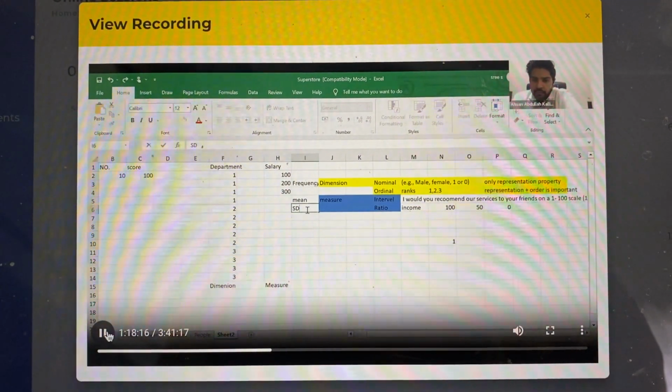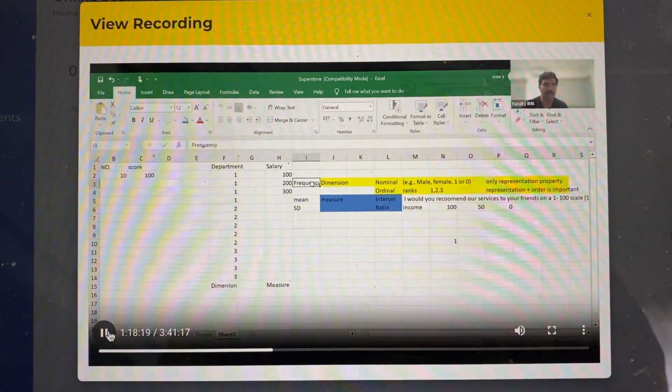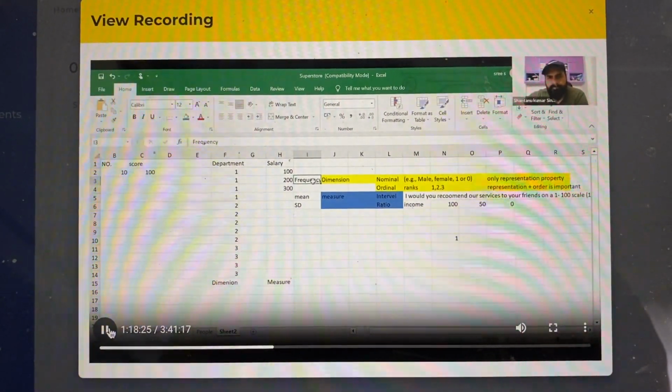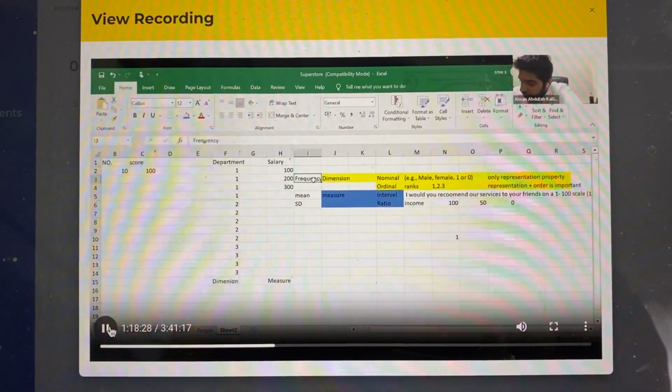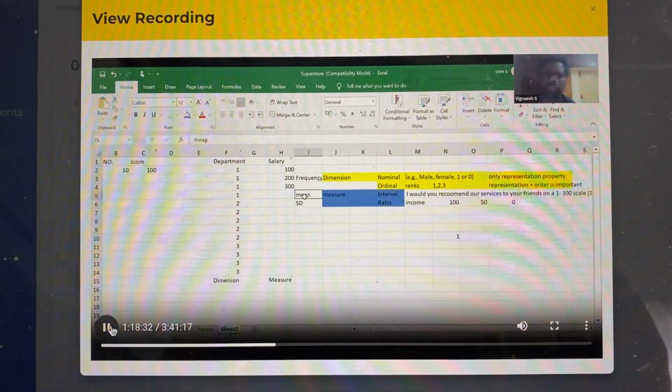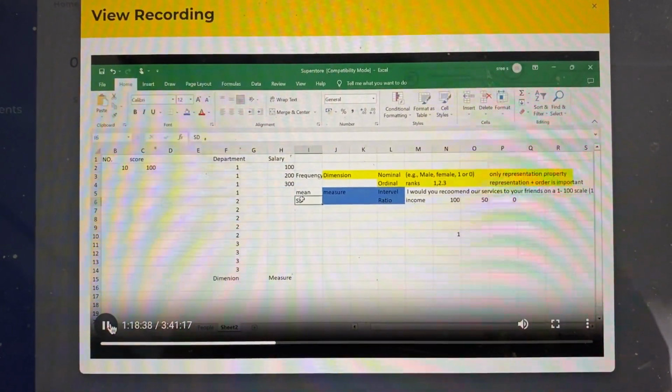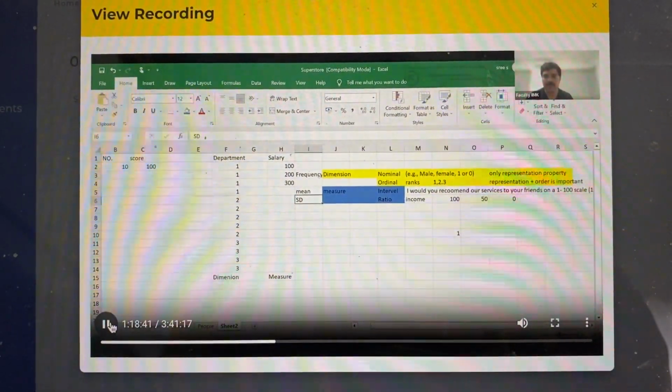Is it possible to get mean and standard deviation? Can you calculate the mean of male and female? Mean of ranks received? You can calculate it, but it's meaningless. But if I calculate average satisfaction or average recommendation, it makes sense. Average income makes sense. Now, if you see the data, look here.